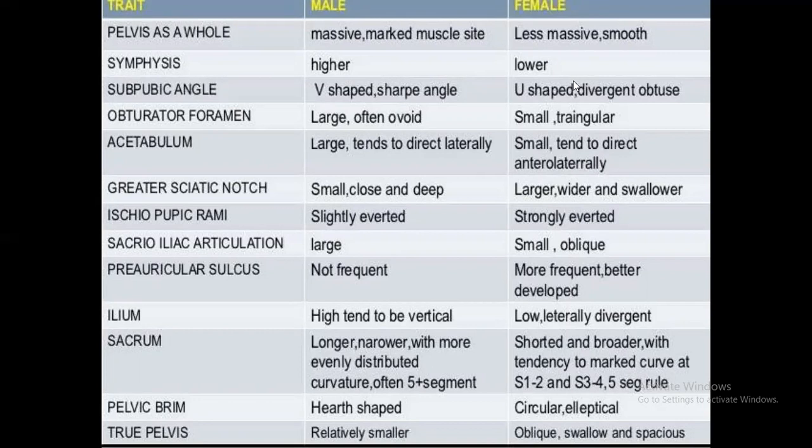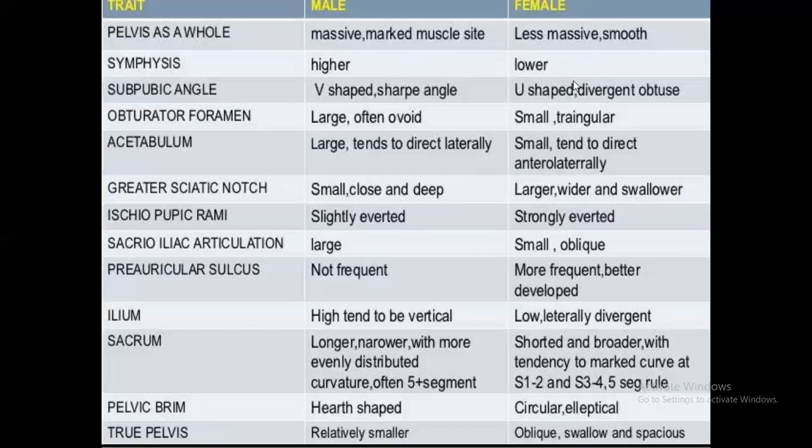The pelvic outlet is smaller in the male and relatively larger in the female. And if you look at the acetabulum, it's larger in the male and smaller in the female. Then the ischial tuberosities in the male are going to be inverted, whereas the ischial tuberosities in the female are everted. The obturator foramen is also different. For the females, it's small and triangular. For the males, it's large and oval.